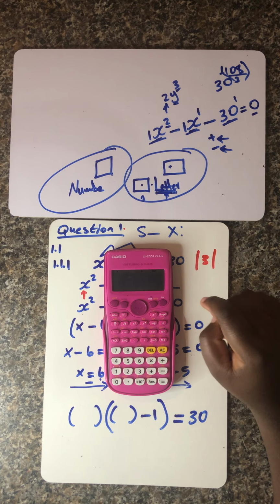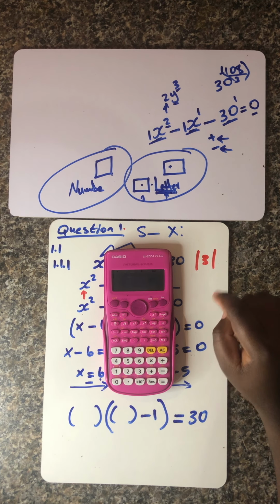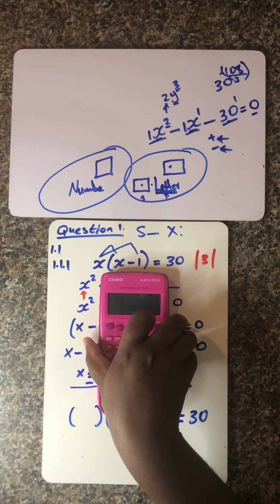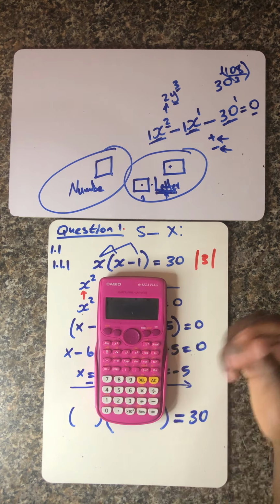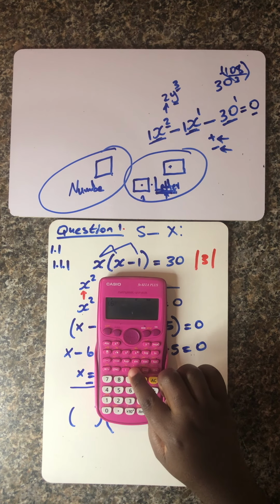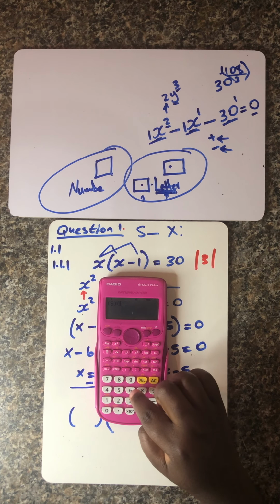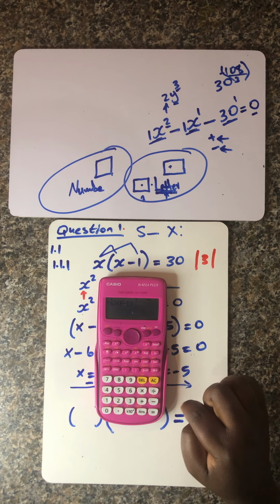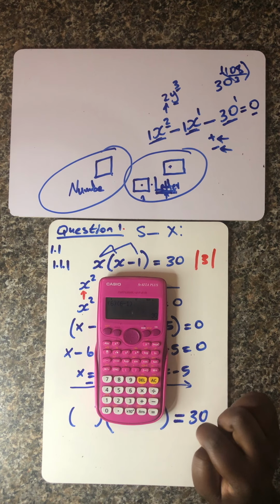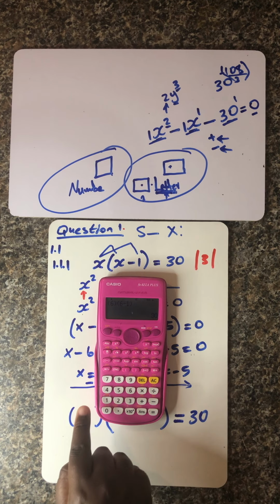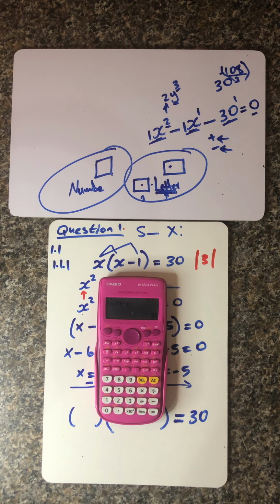Guys, I assume we all have a calculator, and I'm thinking some of you who already had calculators might have done this exercise already. So open bracket, substitute 6, close, open, substitute 6, minus 1, close. Let's press equals, ladies and gentlemen, boom, can you see we're getting 30? So that means x is indeed equal to 6.